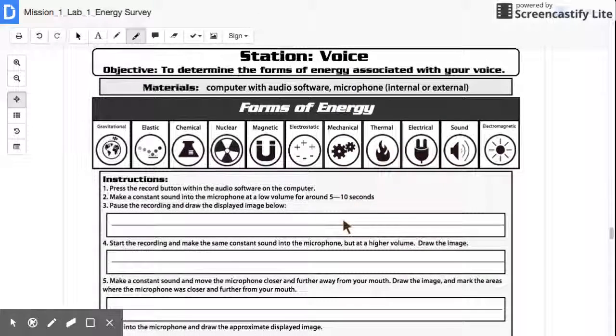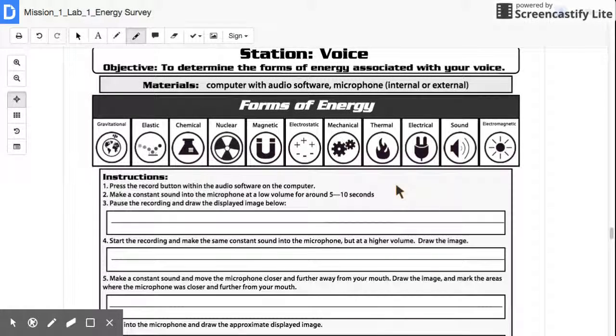Now the voice, this one we'll have the computer set up with a decibel meter that will graph your voice and sound in the room. And so just make sure when you're doing that one, obviously don't yell into the microphone. Be reasonable when you're talking into it.